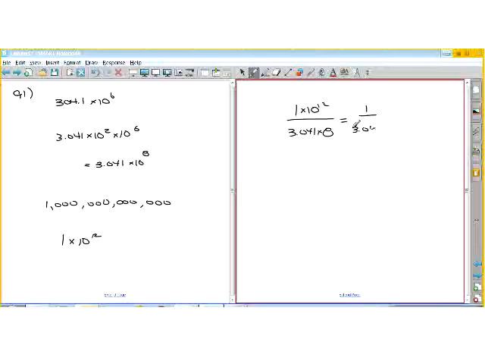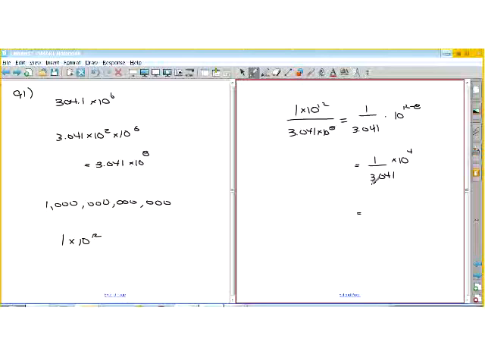So again, you can do the constants, and I forgot to write 10 there. So if you use the properties of exponents, you're going to have 10 to the 12th, and then you subtract the exponent in the denominator. So you get 1 over 3.041 times 10 to the 4th power. 12 minus 8 is 4.